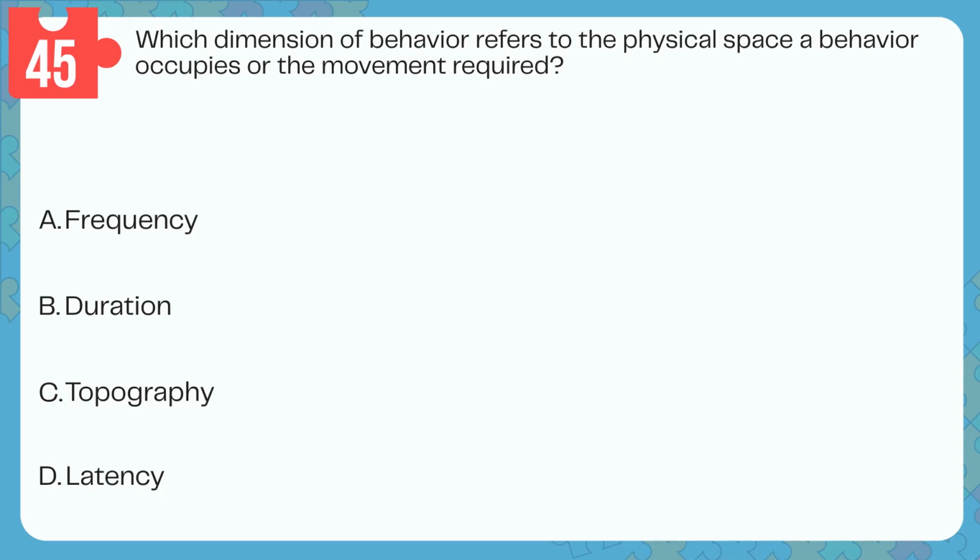Question 45. Which dimension of behavior refers to the physical space a behavior occupies or the movement required? A. Frequency. B. Duration. C. Topography. D. Latency.